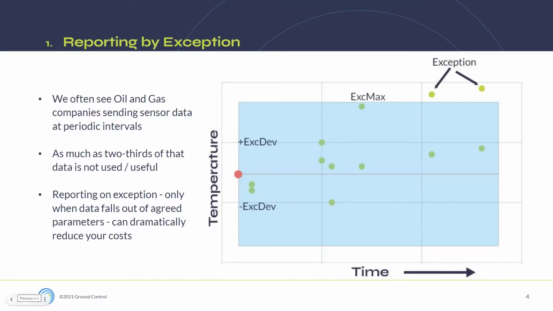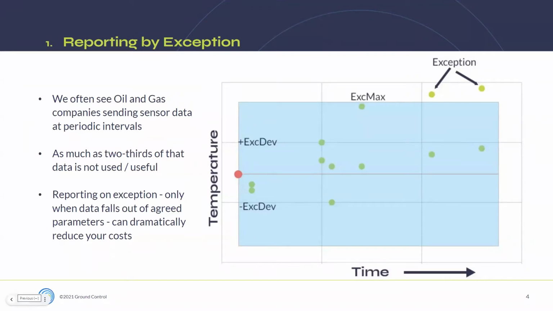So reporting by exception essentially points towards only sending the data that's really important to the operation of the oil well. And we often do see oil and gas companies sending sensor data at periodic intervals. That could be 15 minutes, it could be 3 hours. But in every single one of those scenarios, we're seeing that a lot of the data they're sending isn't used or isn't useful. And so I'm just going to pass over to Ben to talk a little bit more about reporting by exception.